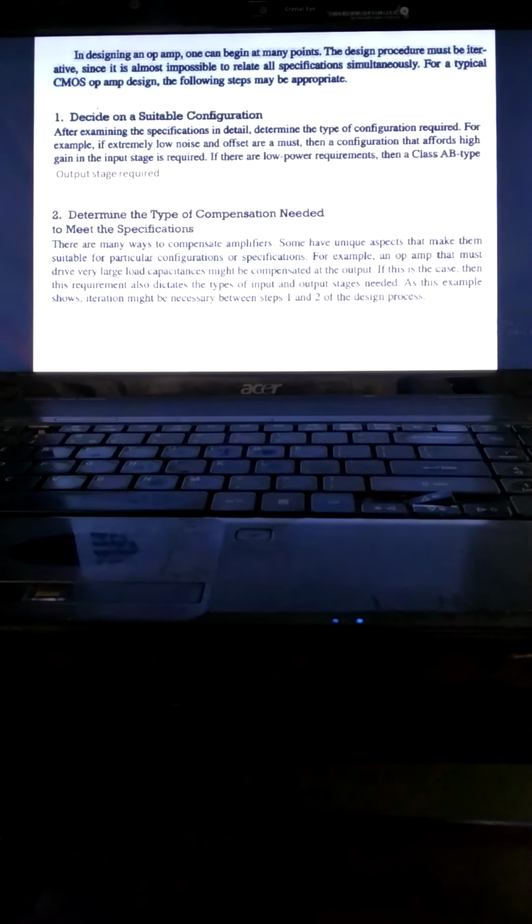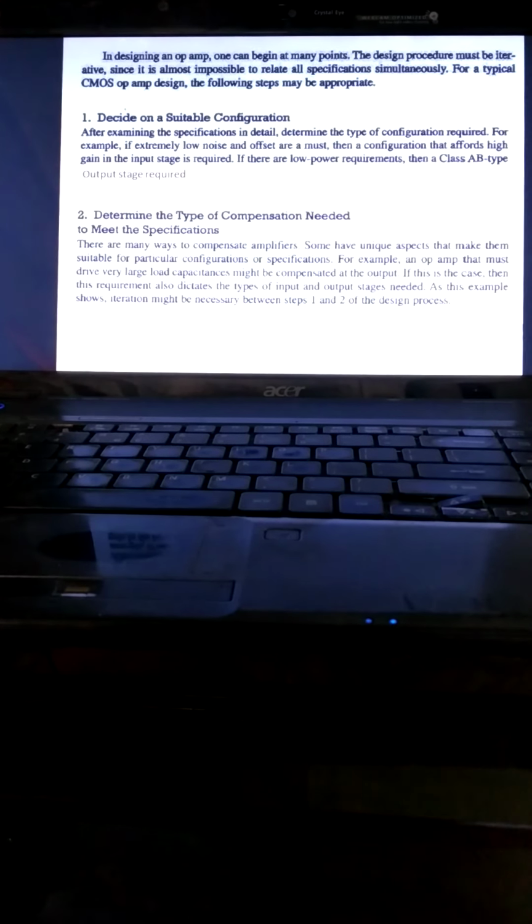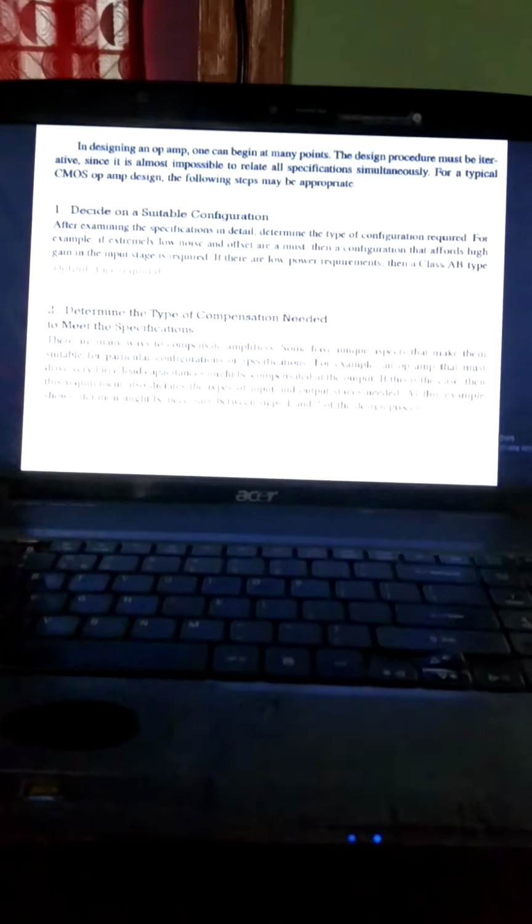Now what is the first one? Decide on a suitable configuration. This is required to determine what type of configuration is needed for the design of the op amp. If we require extremely low noise and offset, then we require high gain in the input stage, and for that we require a class AB type of output stage.